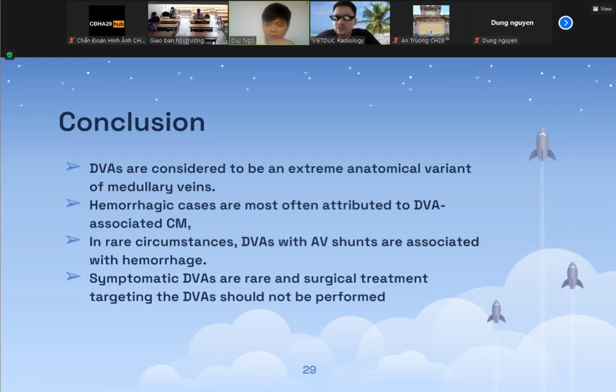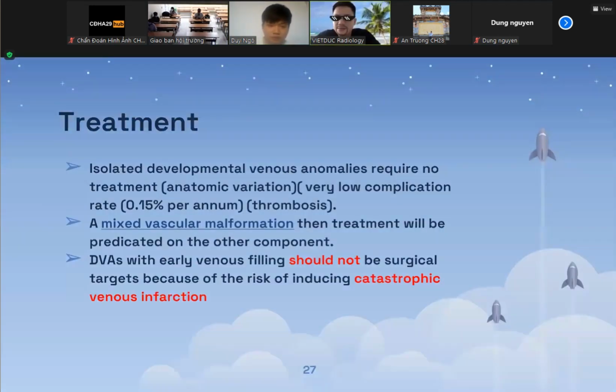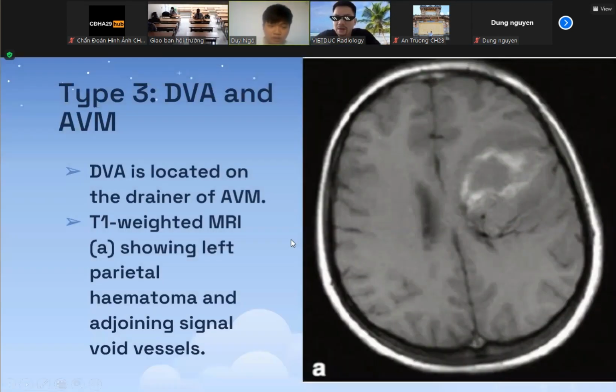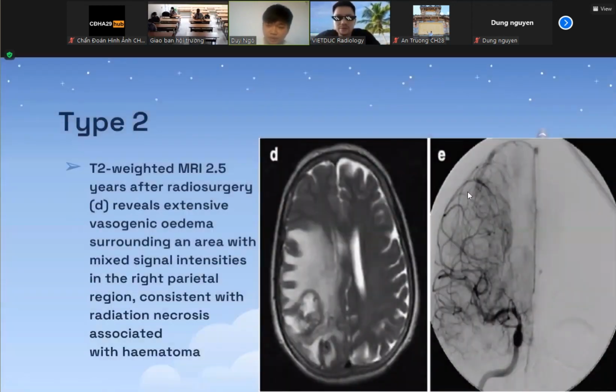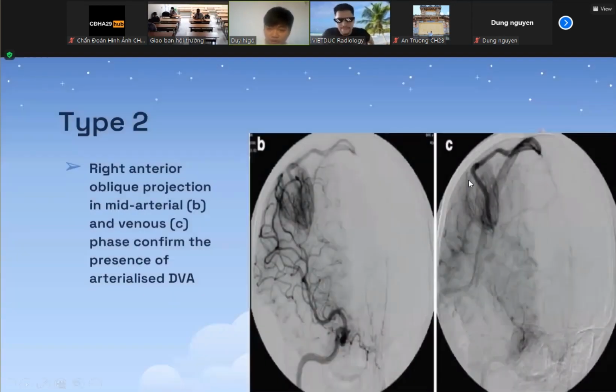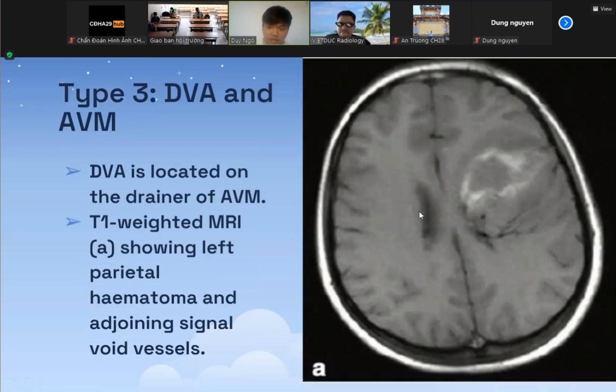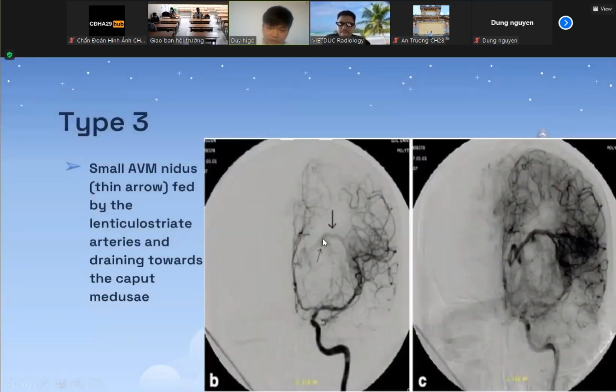Come back to the slide, please. In type 2 arterialized DVA, we got only a feeding artery with no nidus, no real AVM, just only a feeding artery. In type 3, we got a real AVM with nidus. Here we just have a feeding artery only, and then the DVA. In type 3, we have a real nidus of an AVM. That's the difference between type 2 and type 3.